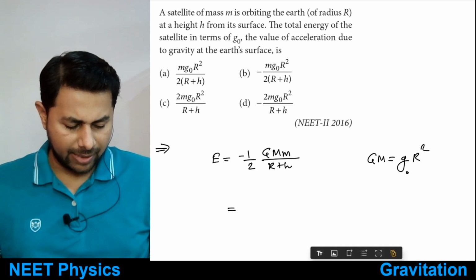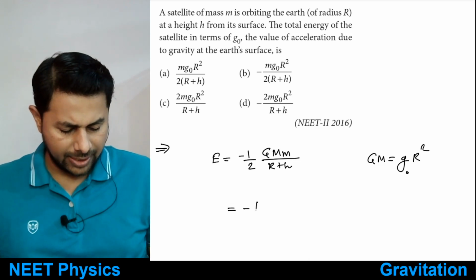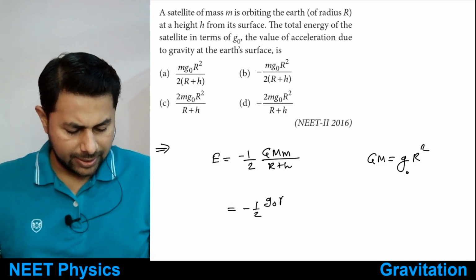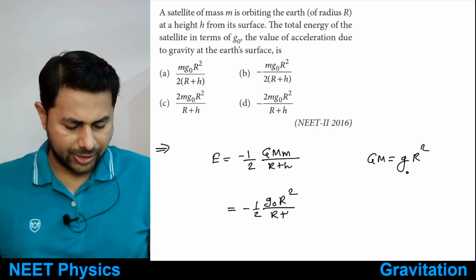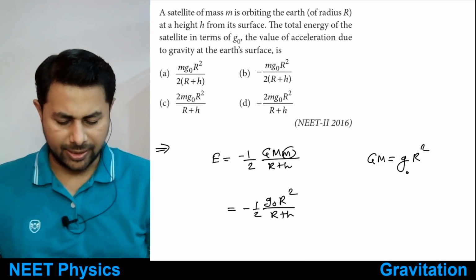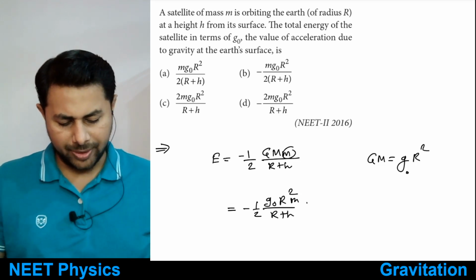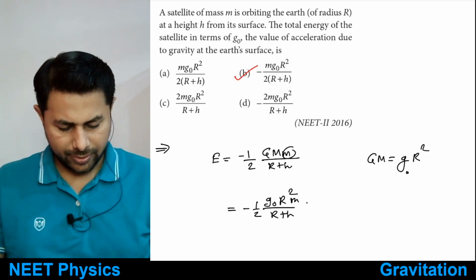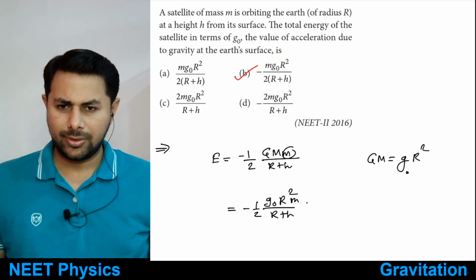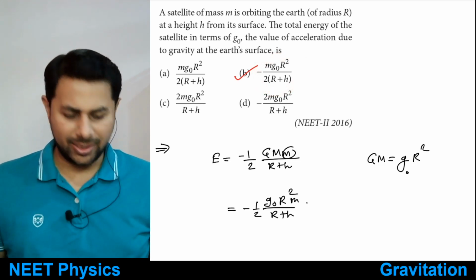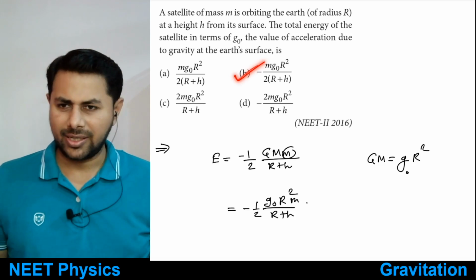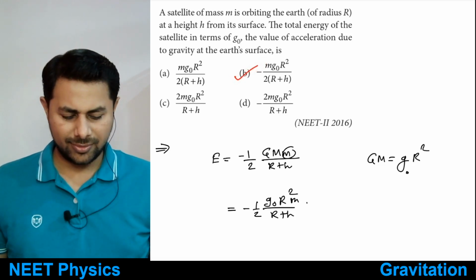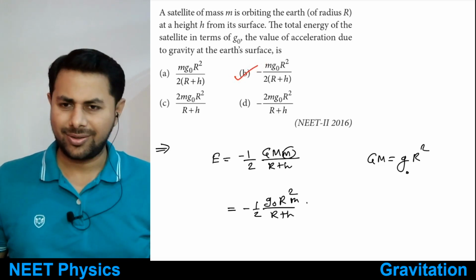So you get minus half of g naught r squared divided by r plus h, and this m is there. So option B is the answer. Okay, so Bhanu found the answer, right? This one is correct, and this one is very simple, right?